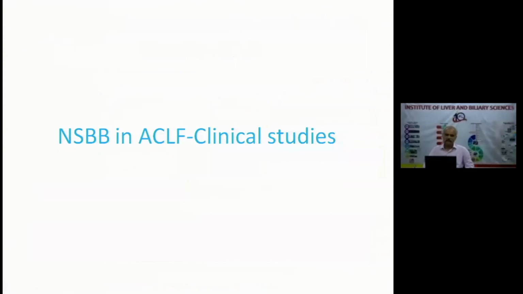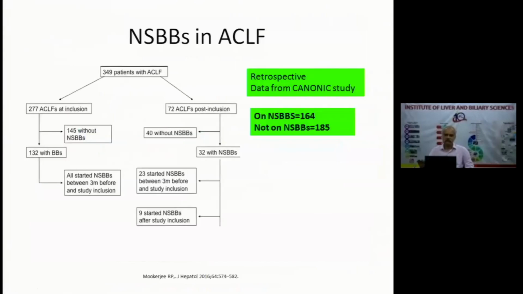What are the clinical studies of non-selective beta blockers in ACLF? There are not many studies. This is the retrospective data from the CANONIC study in which 349 patients with ACLF were recruited, 227 had ACLF at inclusion, 72 had ACLF post-inclusion, and overall 164 patients were on non-selective beta blockers and 185 patients were not on non-selective beta blockers.